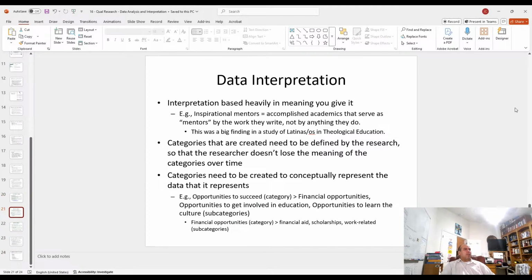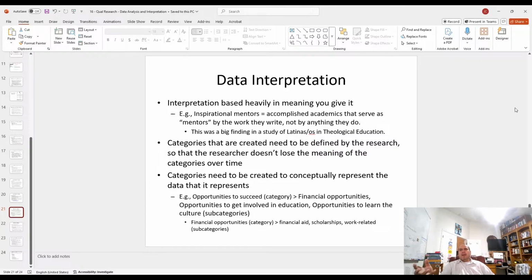Okay, data interpretation, right? The interpretation comes down to the meaning that you give the data. And I'll give you an example here. This was one of the very first studies that I did back when I was a doctoral student, right? We were studying Latinos in theological education. And we coined the term inspirational mentors because we knew what mentors were, but as we were interviewing these faculty, they were all pointing to mentors who weren't people they had ever had a relationship with, or sometimes even met, but they were mentors because of what they had written.